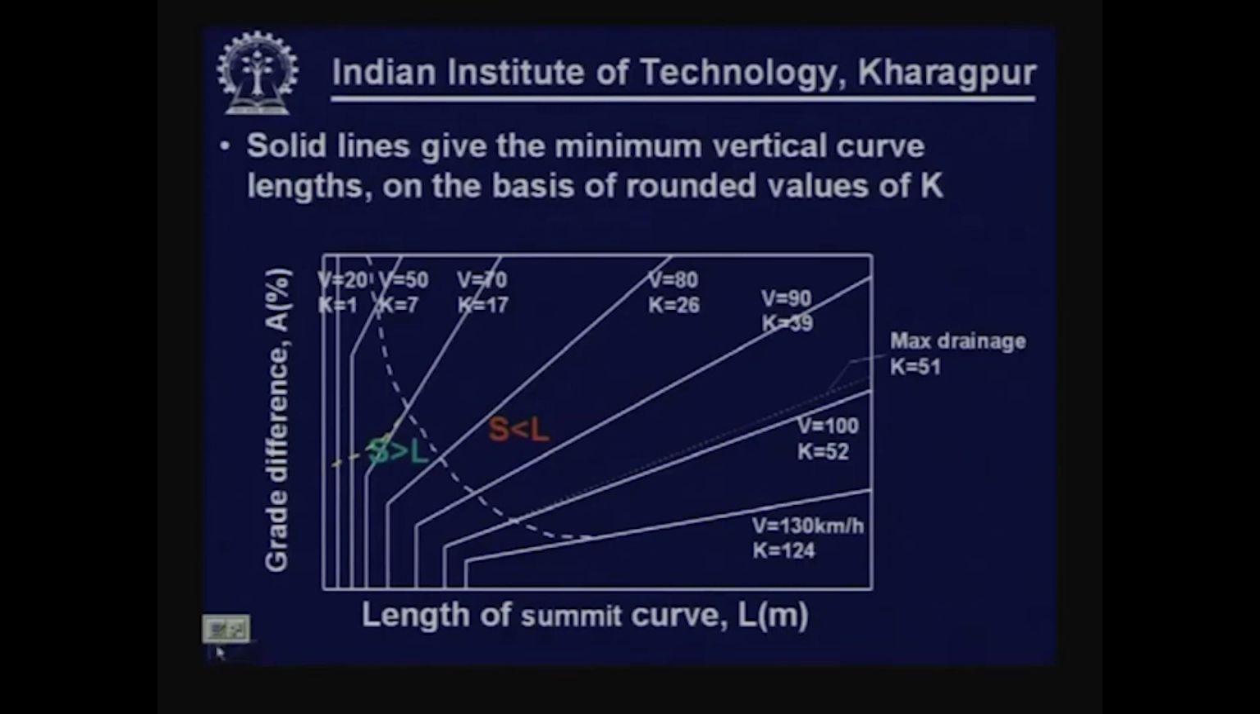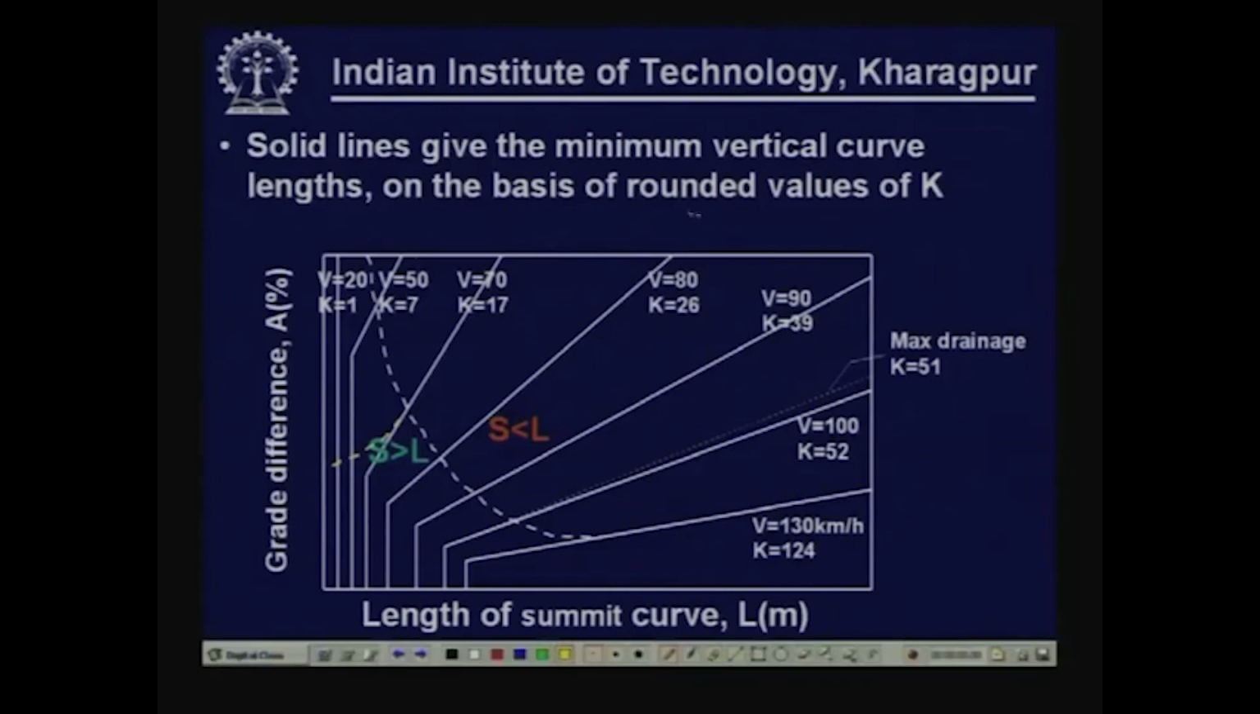Look at this part, or this graph or exhibit. Now, the solid lines, these are the solid lines you can see, shown in white color, are the minimum vertical curve lengths on the basis of rounded values of k. Observe that it is based on the rounded values of k. Now, what is rounded values of k?